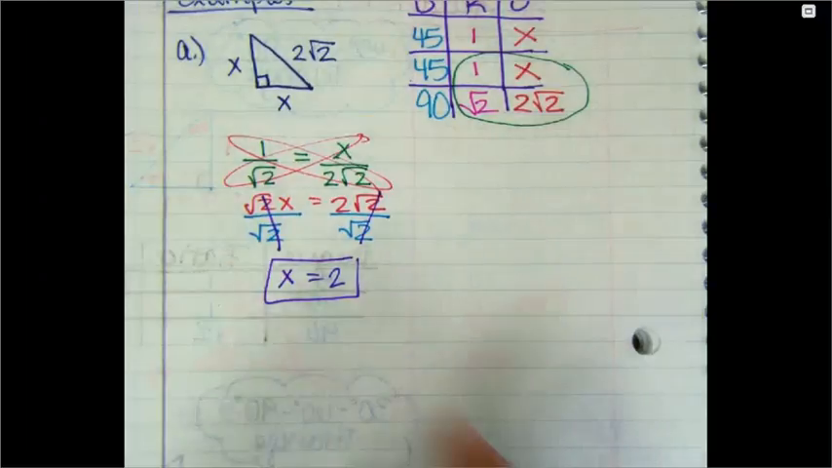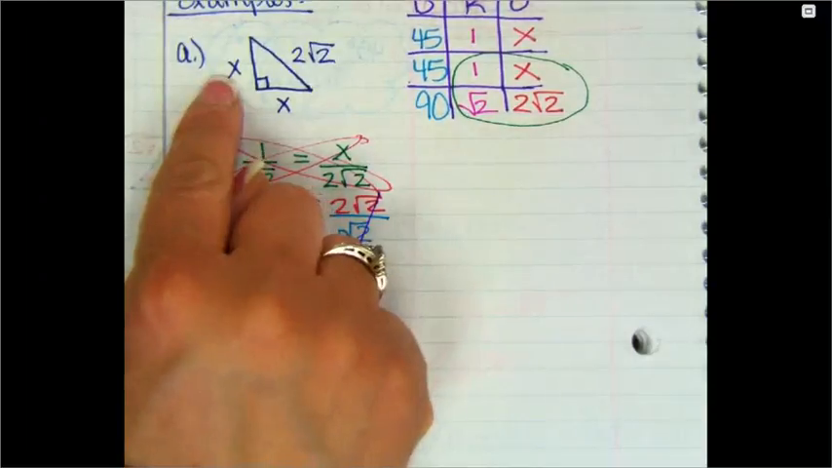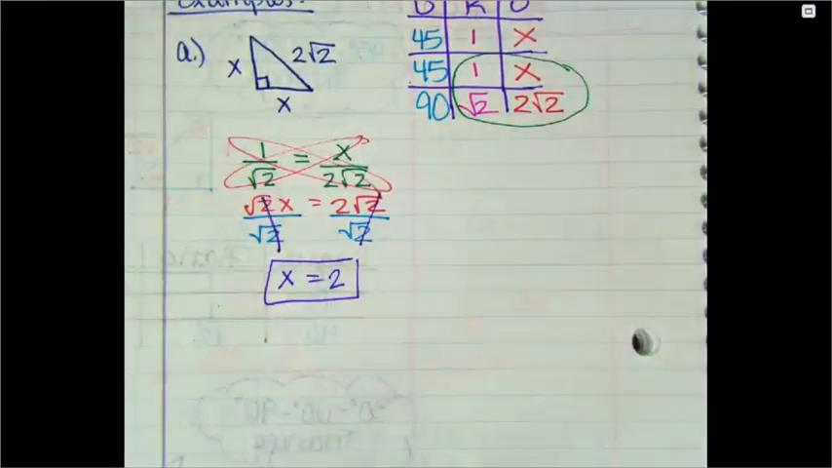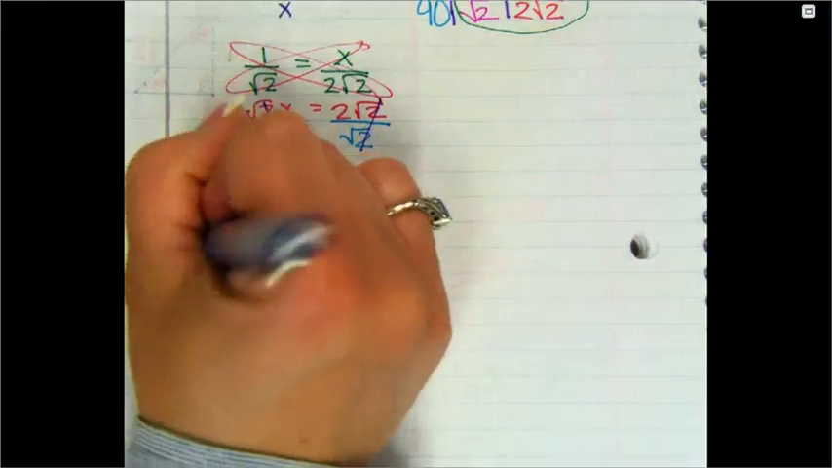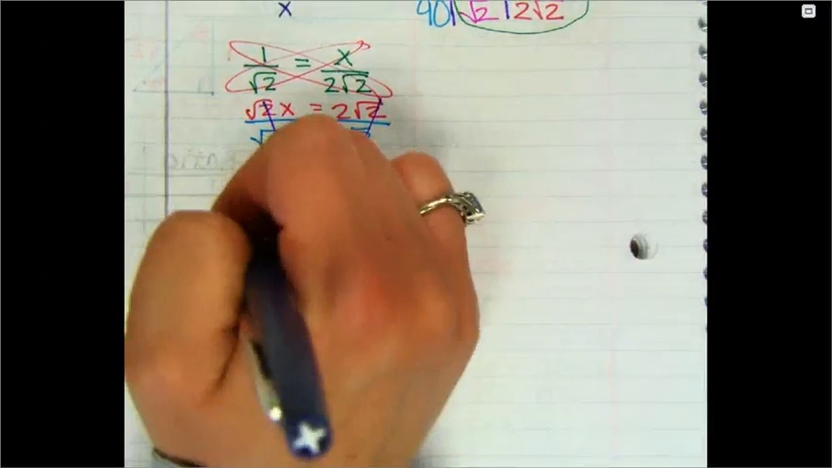Now, let's think about this. If x is 2, that means this side is what? 2. And this side is what? 2. Wow. Next. So that's it. Now we have to do the other one. Who knows if the other one's hard? It's not hard.